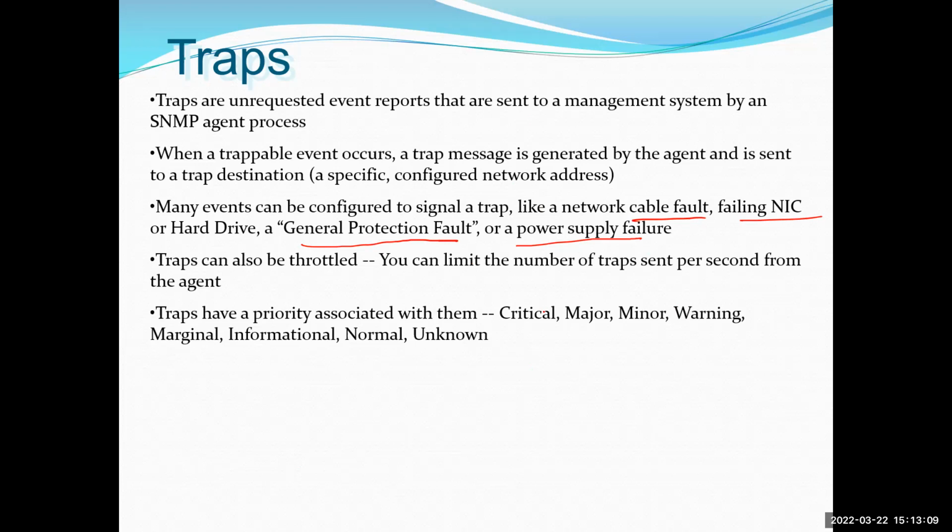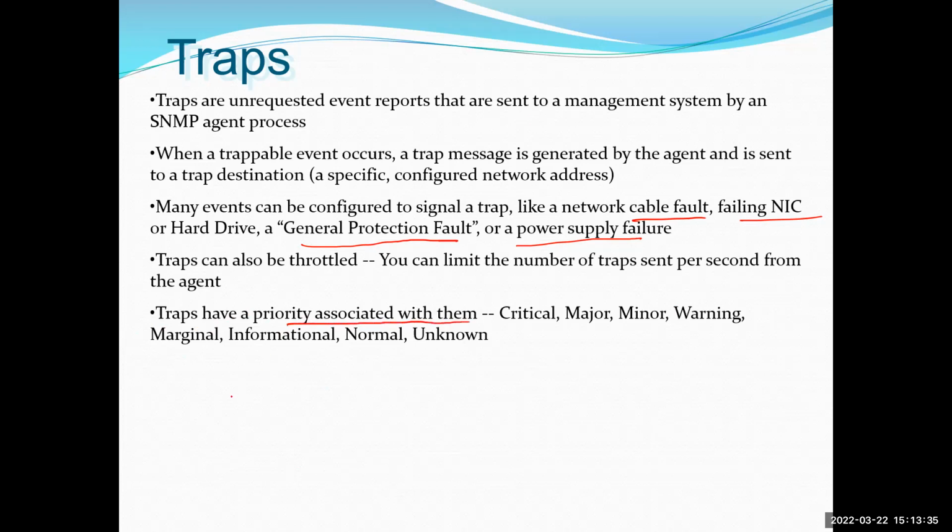Traps can also be throttled, so you can limit the number of traps that are sent from the agent, especially if you have a really large network that's kind of buggy, like this one, right? Don't send me too many of those messages. But what's nice about it is traps have a priority associated with them, right?